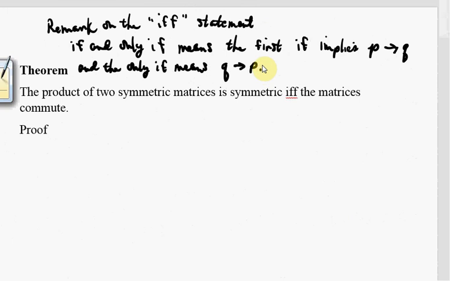And so this theorem says you have to prove it twice. You prove it from left to right: assume that two symmetric matrices, when you multiply them, the result is symmetric, to show that the matrices commute. And then after that, assume that the matrices commute to show that the product of those two matrices is also symmetric.